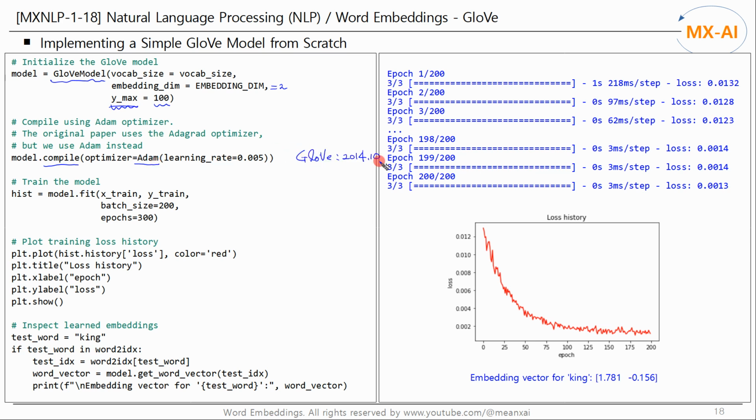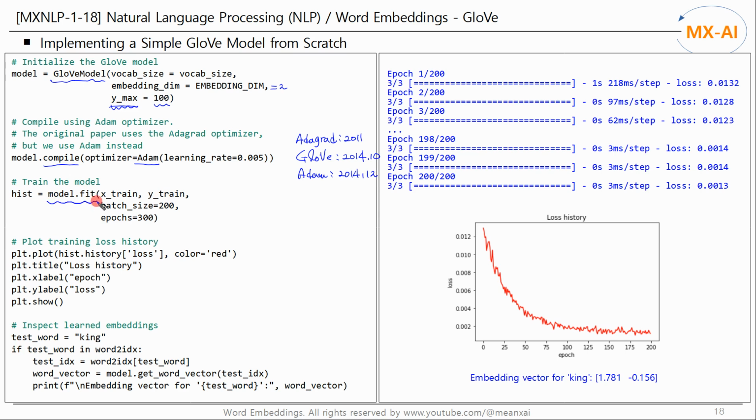It's also worth noting that the original GloVe paper was published in October 2014. At that time, Adagrad, introduced in 2011, was already widely used, whereas Atom had not yet been published. Atom was introduced 2 months later, in December 2014. Therefore, it seems that the original GloVe authors used Adagrad simply because Atom had not yet been introduced.